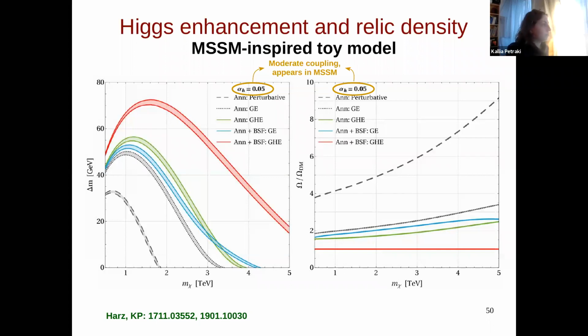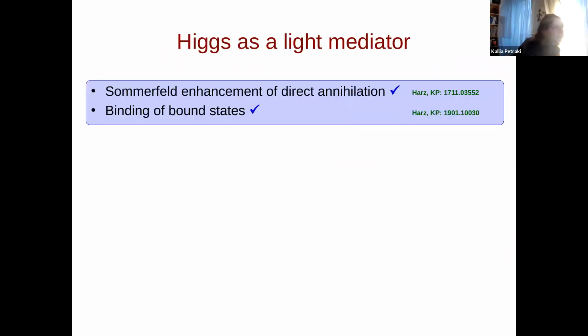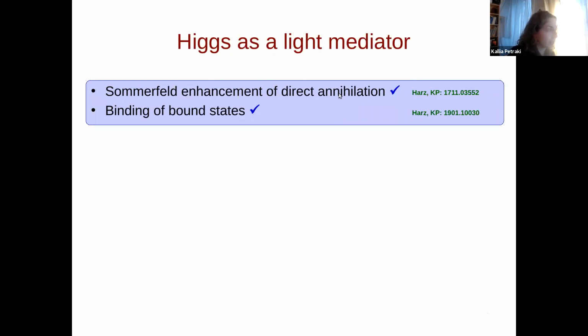And in the last few minutes, let me pass on to the other effect that the Higgs can have. So what we saw up to here is the long-range effect of the Higgs as a mediator. It contributes to the Sommerfeld effect of the direct annihilation processes. It also contributes to the binding of bound states.